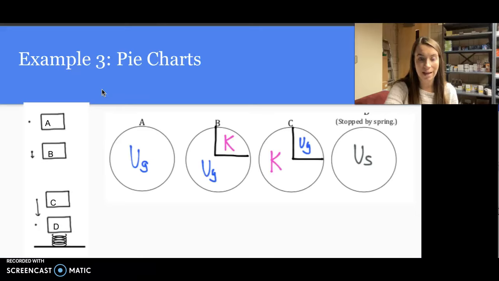All right, here's what we got. At A, it's not moving, so it's all UG. At B, it said it was 3/4 of the height, so we're going to say 3/4 of the UG. At C, it said 1/4 of the height, 1/4 of UG, and we said the lowest point in your problem should be 0 UG, so there's no UG at the end. Kinetic energy is where that energy turns into, until we get stopped by the spring, then all the energy gets stored in that spring potential energy, so we call that US.